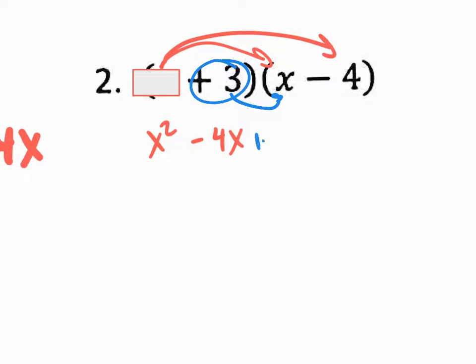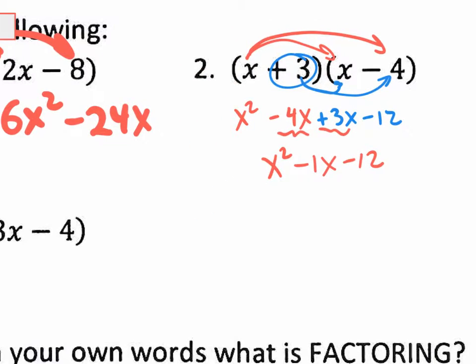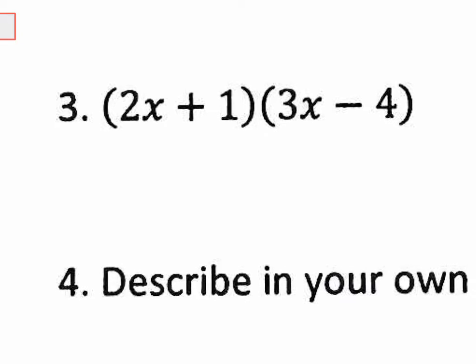Distribute it: 3 times x, positive 3x. 3 times negative 4 is negative 12. Combine the middle terms, you end up with a negative 1x. Bring down the x squared in front, bring down the minus 12 at the end. And that's your simplified quadratic trinomial right there. Why do I say quadratic? Remember, quadratic is anything that has a power of 2. There's 3 terms. It is a trinomial. Okay, anyway, let's do this last one.